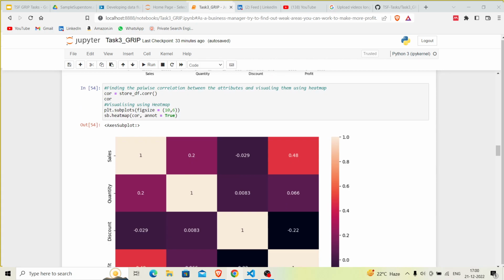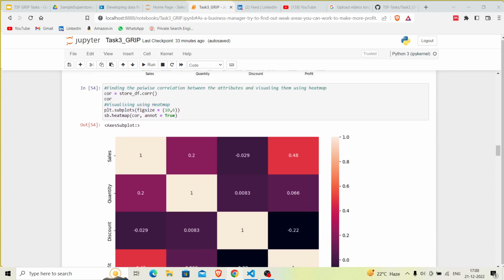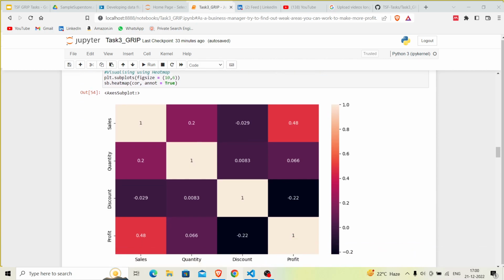Moving on, I am calculating the correlation between different attributes of the dataset, and then I am plotting them using the heatmap function from the seaborn library. First, I will explain the color of the correlation. The darker the color, the higher the negative correlation, and the lighter the color, the more positive the correlation. As we can see, between discount and profit there is a negative correlation. Between profit and sales there is a significant positive correlation of 0.48, which means sales is positively affecting the profit.